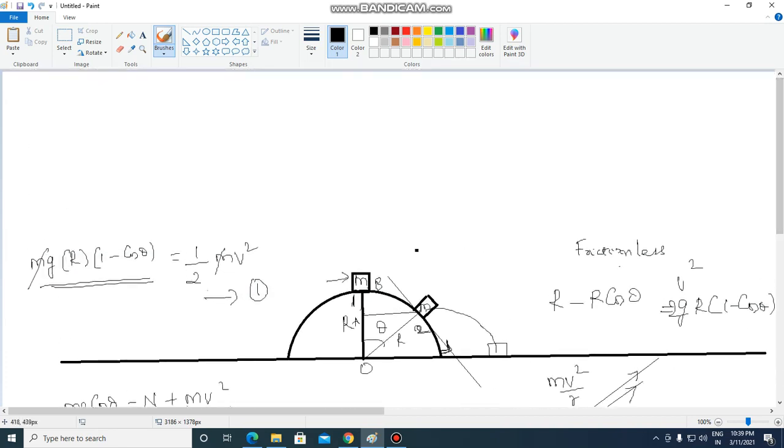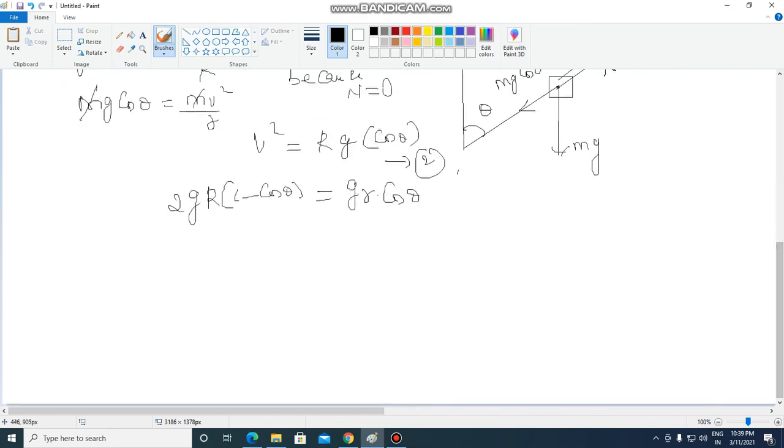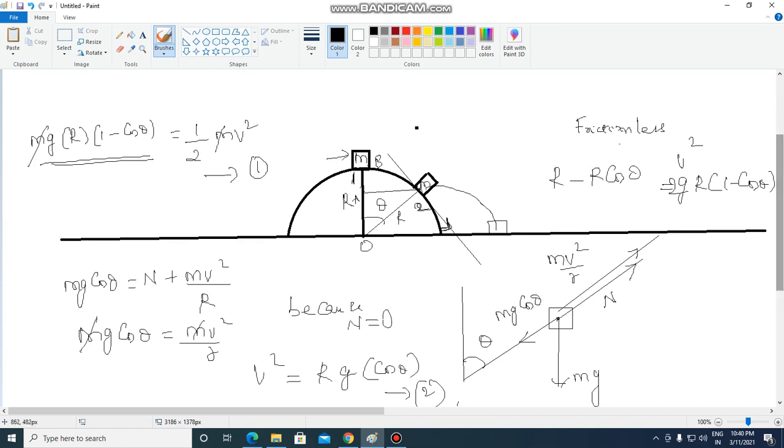Going back to the first equation, which involved the conservation of energy principle, v square is equal to 2 into g into r into 1 minus cos theta. So we are going to substitute the value of v square which we obtained from equation 1 into equation 2. V square is nothing but 2gr into 1 minus cos theta. Now g and r will cancel. So we finally end up calculating cos theta is equal to 2 by 3. Theta is equal to cos inverse of 2 by 3. So this is the point at which it is going to lose contact.